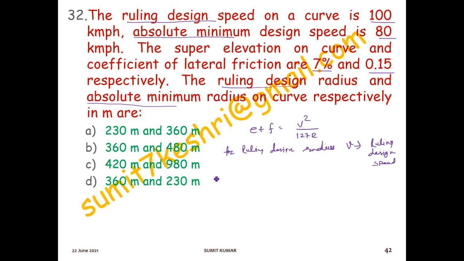Okay, correspondingly, just find E. The value of E is 7%, that is 0.07. E plus F, where the friction value is also given, that is 0.15, is equal to V square.